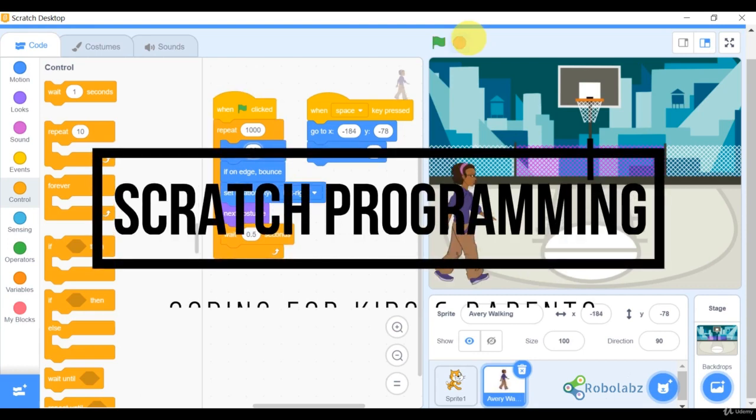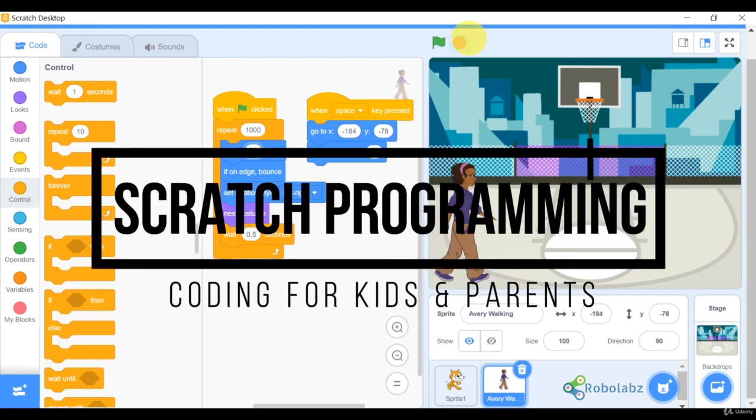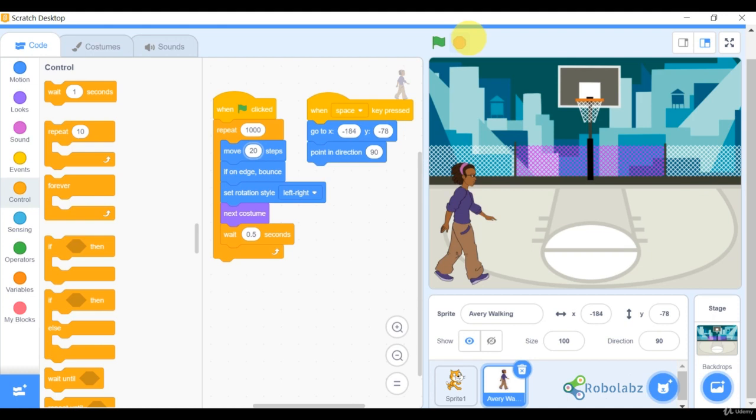Hello friends, welcome back. Now we want to discuss one thing here, that we used a repeat loop. In this case, this sprite is repeating this motion 1000 times. She is moving by 20 steps each time, and 1000 times she is moving.